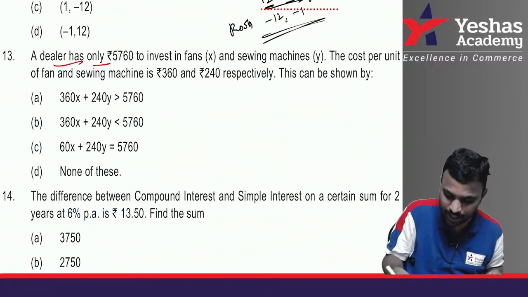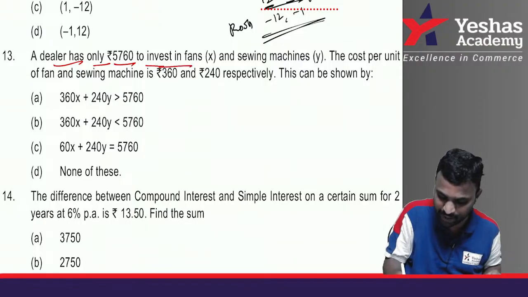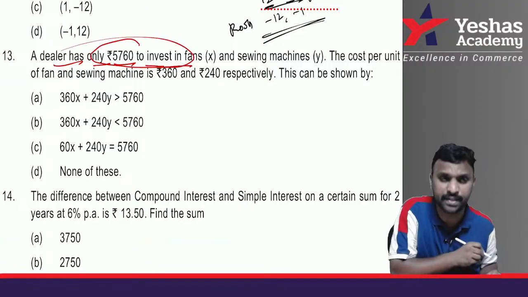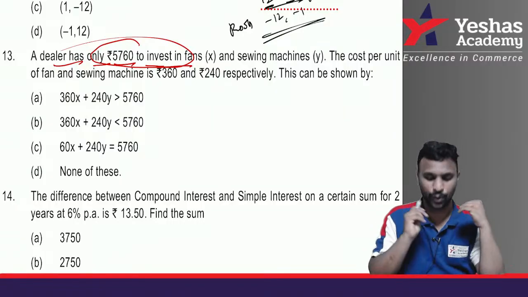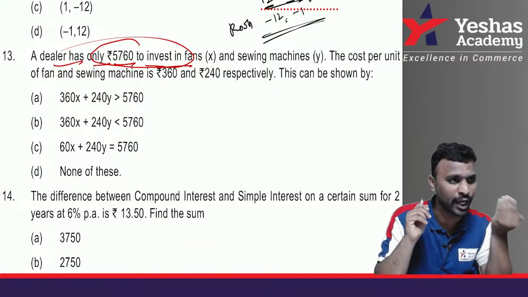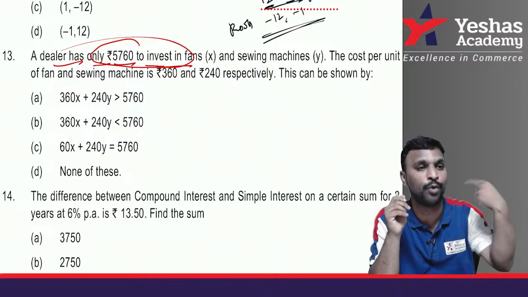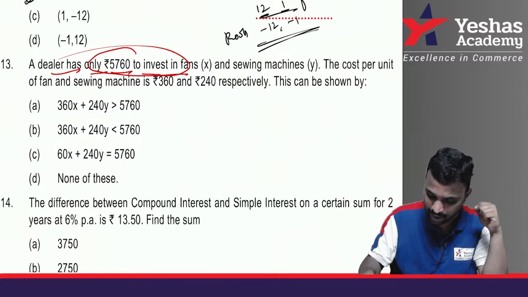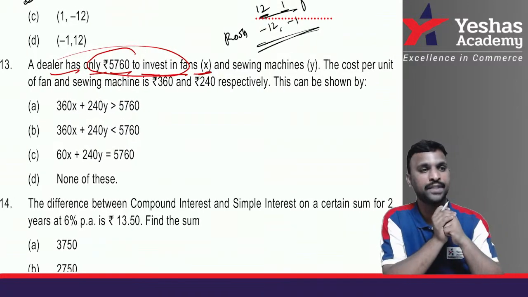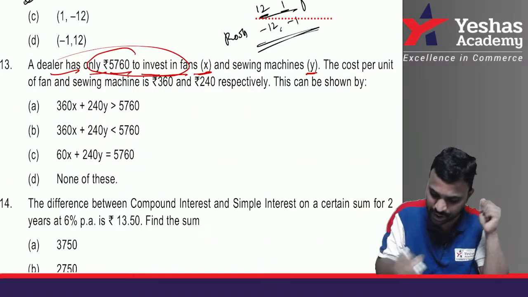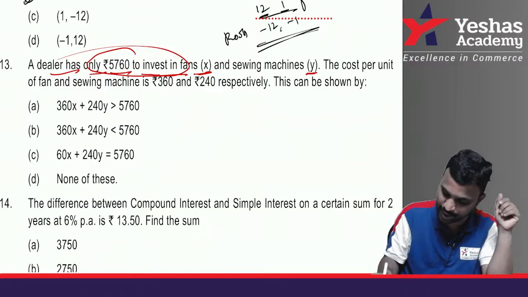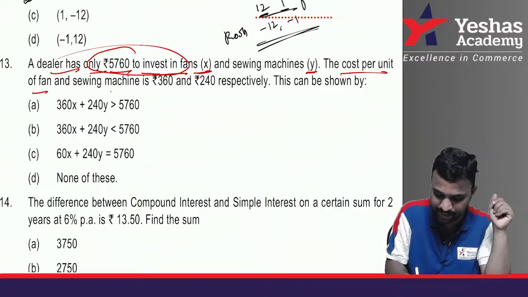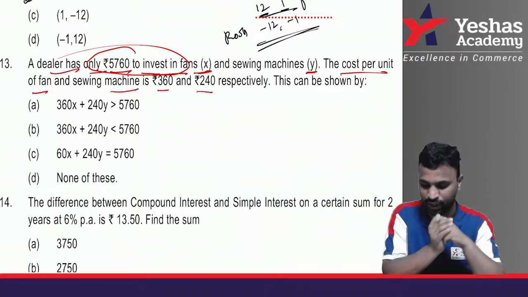A dealer has only 5760 to invest. Only has got 5760, not more than this. So it can be less than that, or it can be equal to that. It cannot invest more than 5760. Now, how many fans are there? X number of fans. And how many sieving machines? Y number of sieving machines. The cost per unit of fan and sieving machine are 360 and 240 respectively.